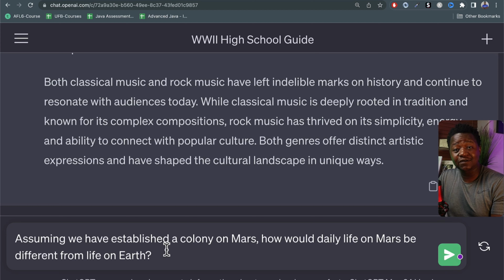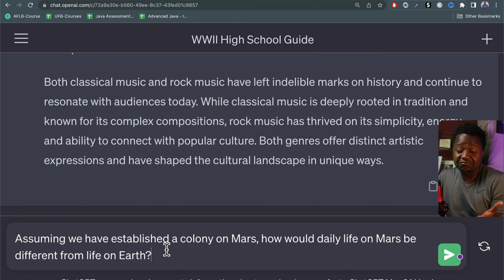Okay, so next we're going to talk about the Assumptive framework. What this means is that we're going to craft a ChatGPT prompt with some assumptions. Now, we don't judge those assumptions as being true or false. We're just going to give some assumptions. Then we're going to let ChatGPT use those assumptions and build upon that. Here's an example. Assuming we have established a colony on Mars, oh, that'd be nice, how would daily life on Mars be different from life on Earth?